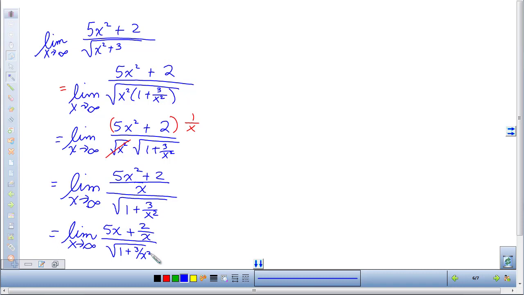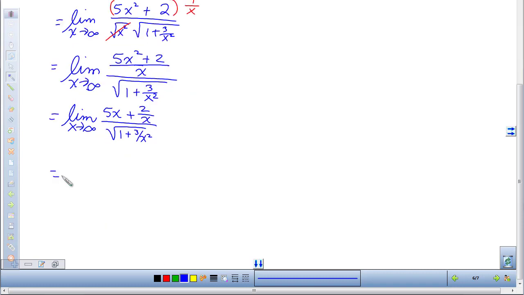So when I evaluate the limit as x approaches infinity, 5x is infinity. The limit as x approaches infinity of 2 over x is 0. And we already said the limit as x approaches infinity of our denominator is just 1, because we have 1 here and we have 0 here. So the whole thing comes out to infinity. This one does not have a horizontal asymptote. As x continues to get larger and larger, the function will also continue to increase without bound.